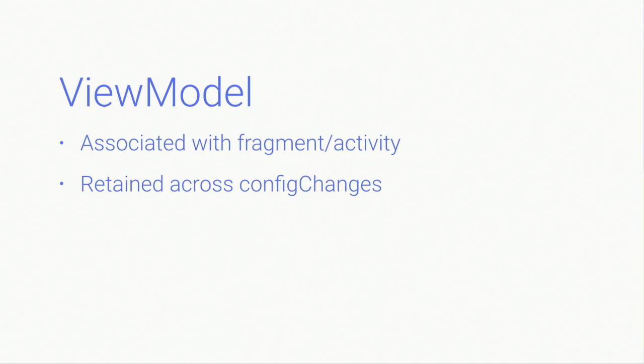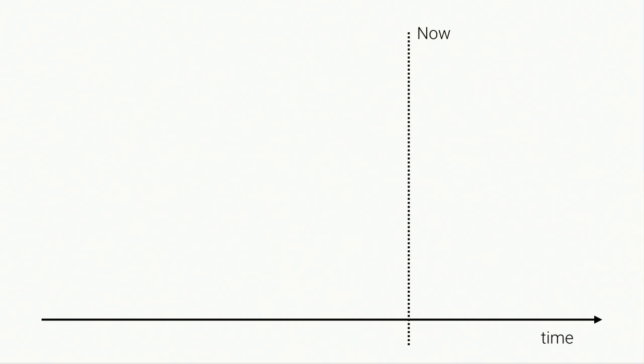So what is this? ViewModel is an object associated with a fragment or an activity, but is retained during configuration changes. So its scope is a kind of logical scope of your activity. So what does this mean? Let's see. We have an axis of time and a current moment, and we can predict the future.